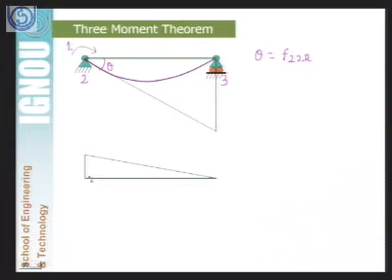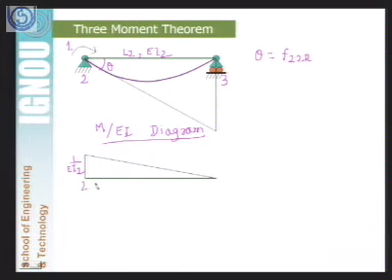Again we will apply the same principles of the moment area method to calculate the value of F22R. First we will draw the M by EI diagram. You can see since we are applying the unit moment at this node 2, the value of moment here will be 1, and if we divide it by EI, say the length of the beam is L2 and the moment of inertia is I2, this will be equal to 1 divided by EI2.